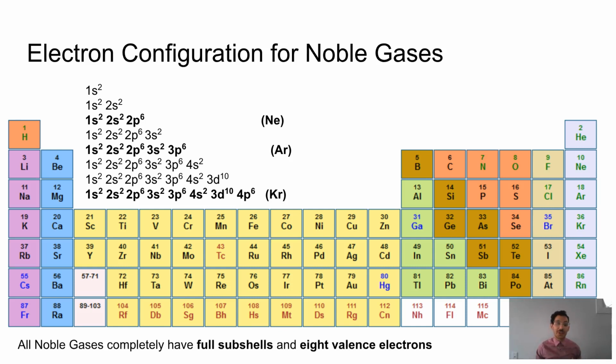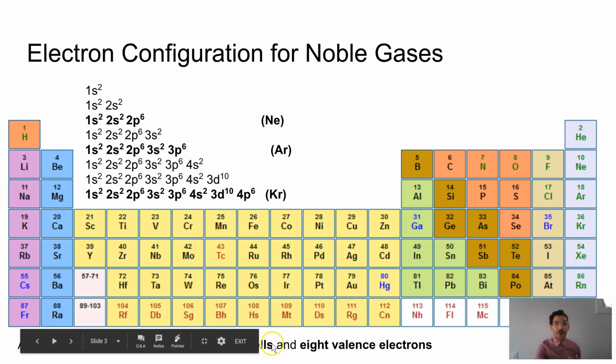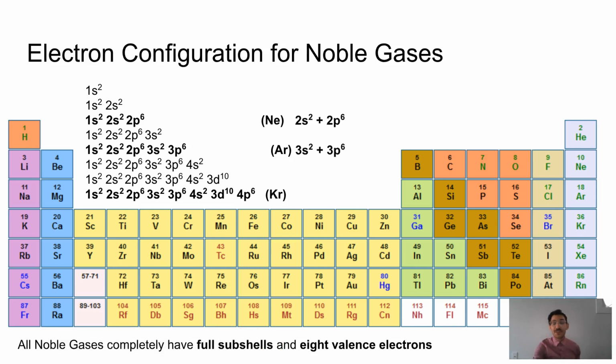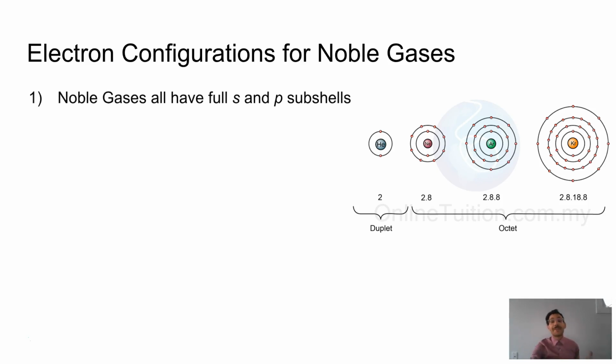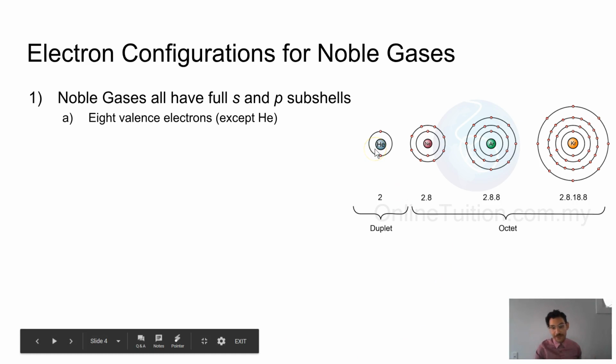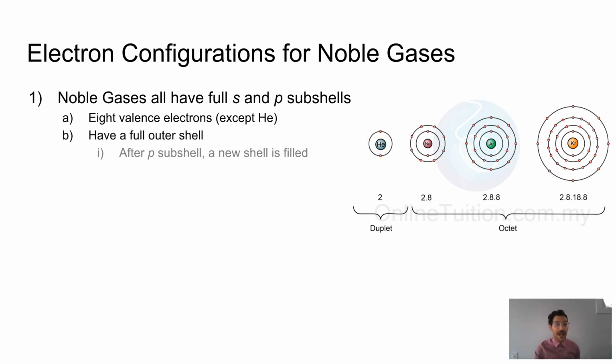This is part of what makes noble gases so cool: the fact that they have all full subshells and 8 valence electrons. And so here we can see what I just summarized. The 2s and the 2p give us 8 valence electrons. The 3s and the 3p give us 8 valence electrons, as do those 4s and 4p subshells. All noble gases have full s and p subshells, and this is going to give them all 8 valence electrons, with the exception of helium, which only has 2 electrons. And so they have this full outer shell.